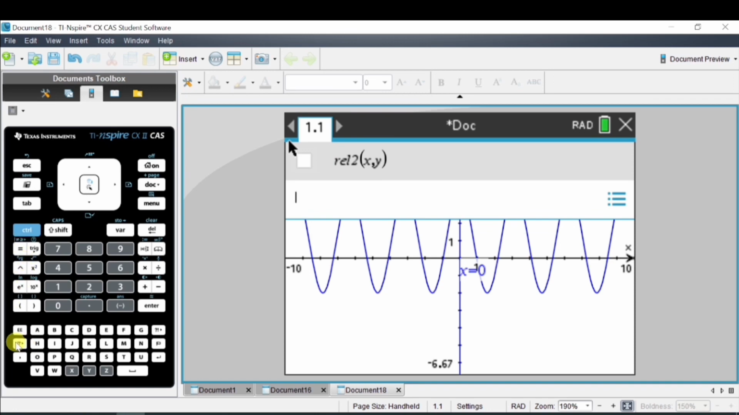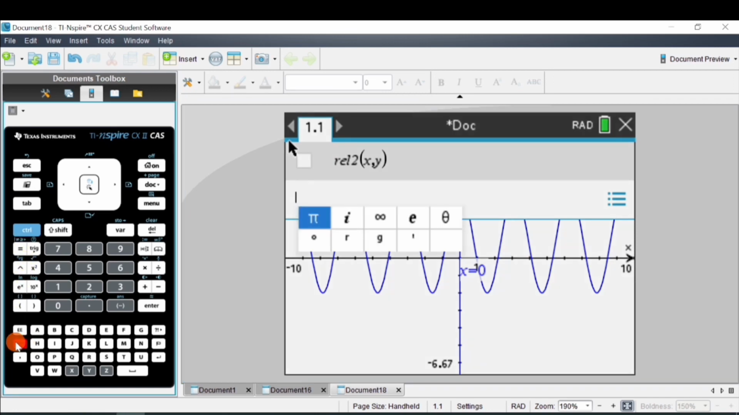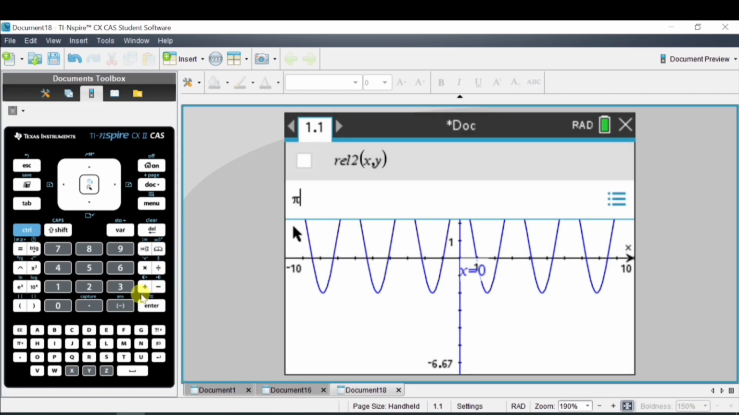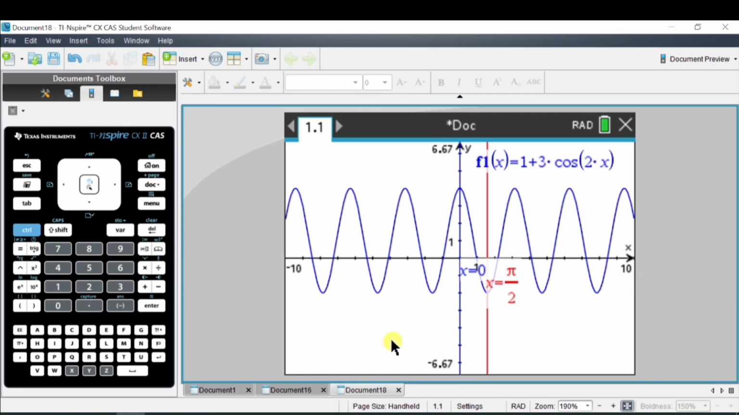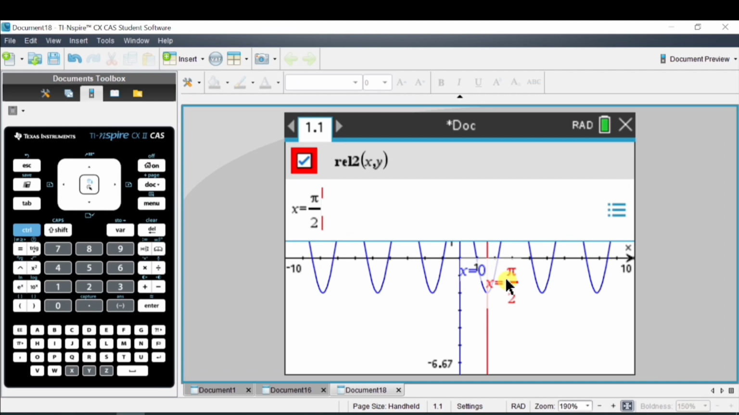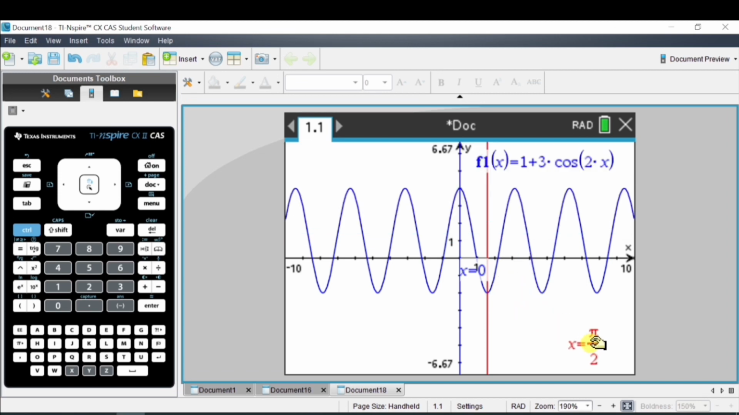So I can click this pi symbol over here, pi divided by 2. Whoops, I should have put an x in here. So x equals pi divided by 2. Enter. So now I've got my 2 intervals. What I'm going to do is click on this and hold, and that should give me the option to move this out of the way, because I don't need those in that position.